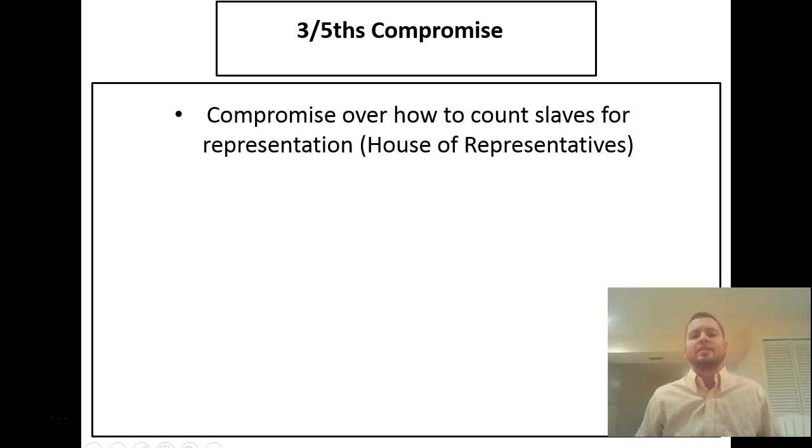So let's write this down. Compromise over how to count slaves for representation. And then in parentheses, please write House of Representatives. This is important. It has nothing to do with the Senate. In the Senate, every state gets exactly the same. It's in the House of Representatives that if you have more people, you have more power. That is where the fight of the 3/5 compromise is taking place.